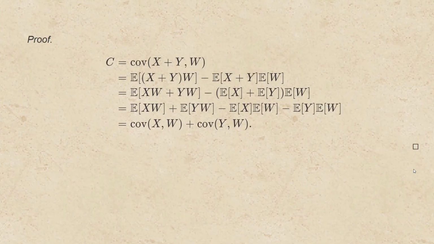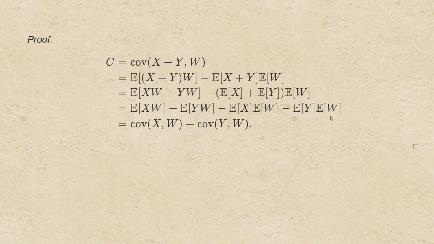All we have to do is write out the definition. We've got the expected value of the quantity x plus y times w minus the mean of x plus y times the mean of w. The first term, we have the mean of x times w plus y times w. And by linearity of expectation, the second term becomes the quantity, mean of x plus mean of y times the mean of w. Now we use linearity to break the first term into the mean of xw plus the mean of yw, and we distribute for the second term to be minus mean of x times mean of w minus mean of y times mean of w.